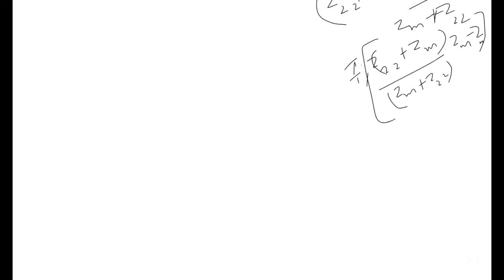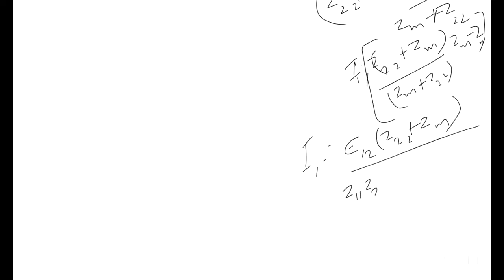What is the final I1 value we got? I1 equal to... After simplifying, we will get the I1 value as E12 times of Z22 plus Zm by Z11 Z22 plus Zm times of Z11 plus Z22. We will get this I1 value.